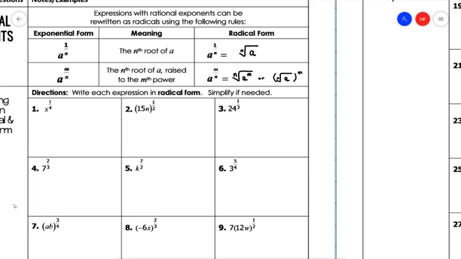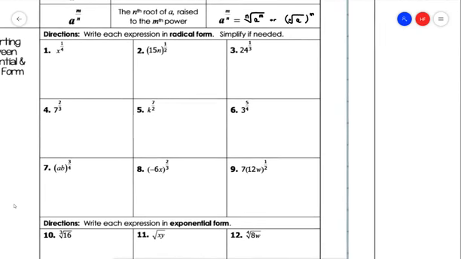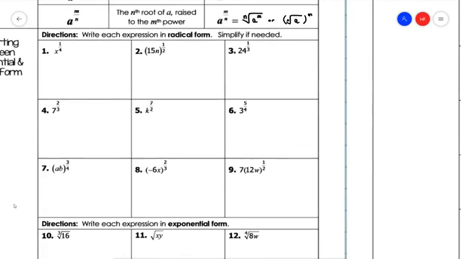And so the only time you won't have a power there is when the fraction has a 1 on the top. So we're going to write each of these in radical form and then simplify if we need to. On the first one we have a 1 on the top, so we're going to take the 4th root of x, and since we have a 1 we don't need to put a power on it.